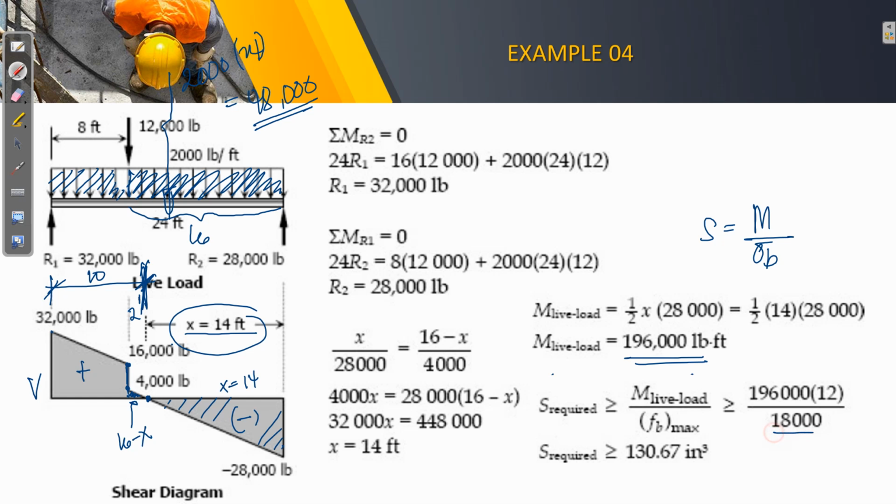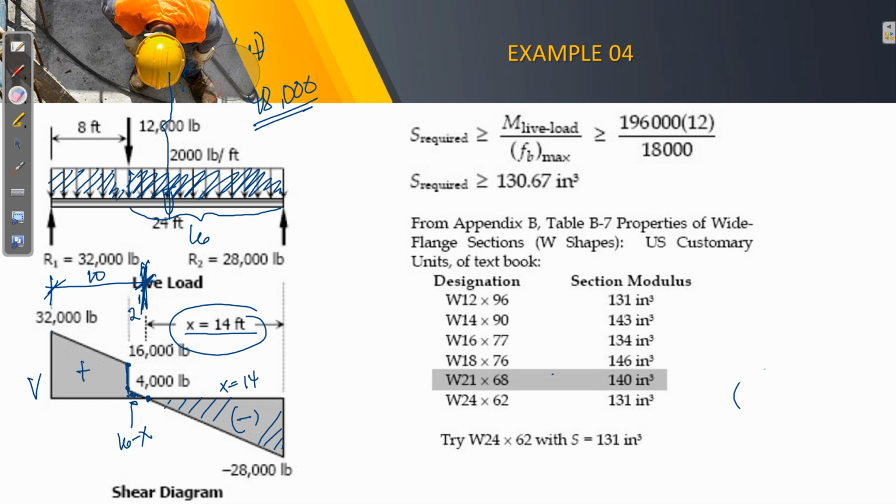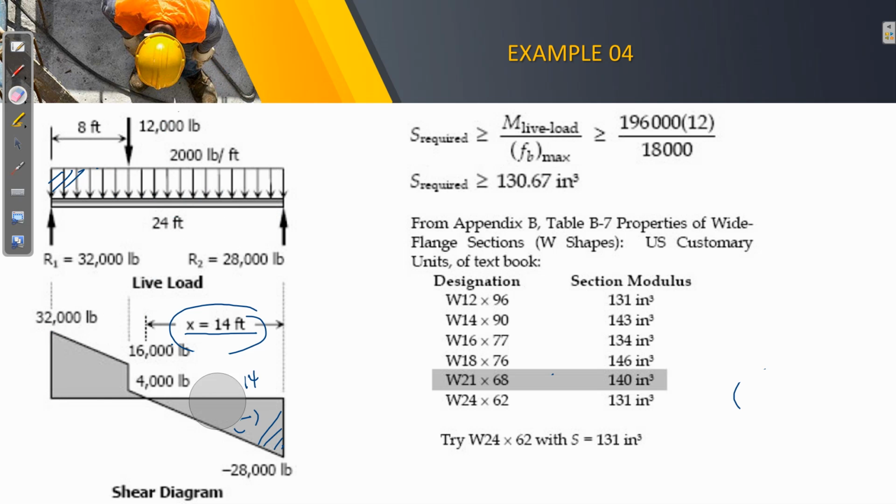Okay, so we utilize the allowable. So we substitute your maximum moment, times 12, to express this in inches. Okay, so we will have an S required of 130. And then from that, we select a shape with S greater than 130.